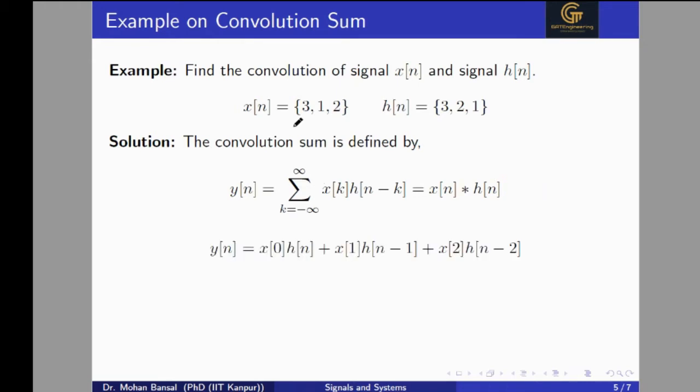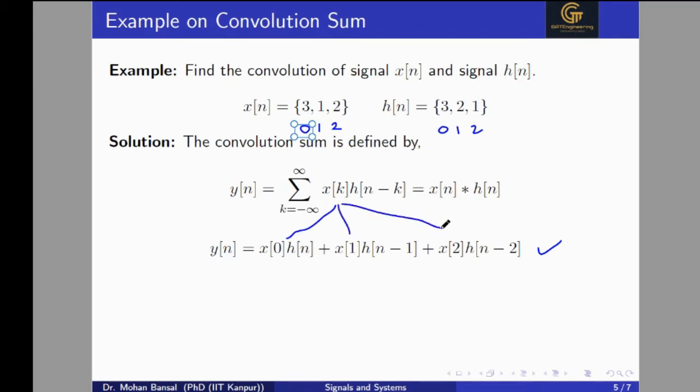Now this signal x[n] is defined for n equal to 0, n equal to 1, and n equal to 2. Similarly, h[n] is defined for n equal to 0, n equal to 1, and n equal to 2. If we substitute the value of k from minus infinity to infinity in this expression, we get this kind of expression. But here we are considering only k from 0 to 2, because x[minus 1] and x[minus 2] are 0, and x[3] and x[4] are also 0. So here we get finite values for x[0], x[1], and x[2].